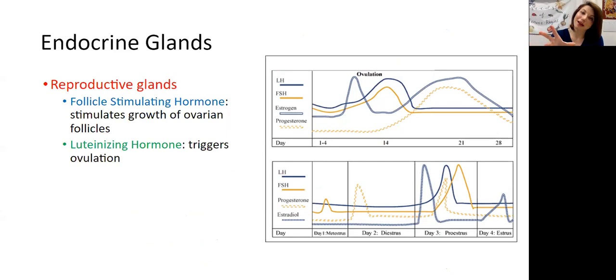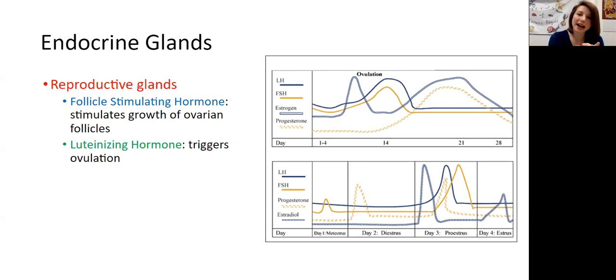All right, so we're going to zoom in on each of those components just a little bit here. So starting with our reproductive functions here. The anterior pituitary is responsible for follicle stimulating hormone and for luteinizing hormone. Follicle stimulating hormone is what's going to stimulate the growth of an ovarian follicle. So this is actually forming that egg. And luteinizing hormone is going to trigger the release of that egg and cause ovulation in our animals.